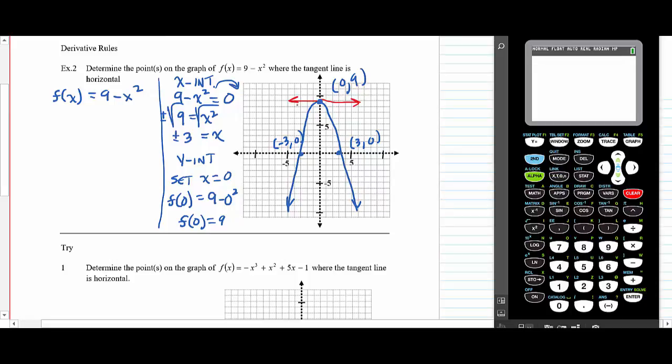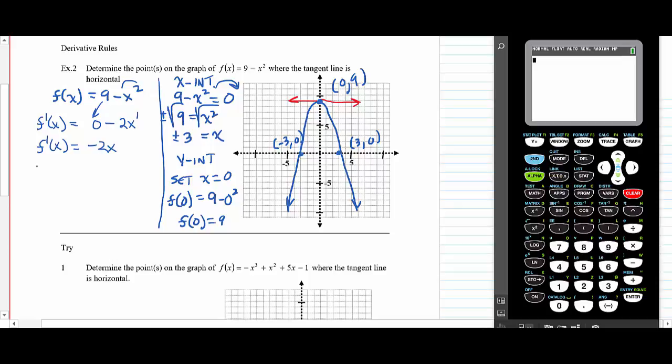So the way we can find this with calculus, I mean, it's easy to tell this one visually, is you take the derivative of this function. The derivative of this one's easy, you can do it in your head. The derivative of 9 is 0. The derivative of x squared is 2x to the first, or just 2x. So that means f prime of x is equal to negative 2x. That gives the function that would give the slope of the tangent line.